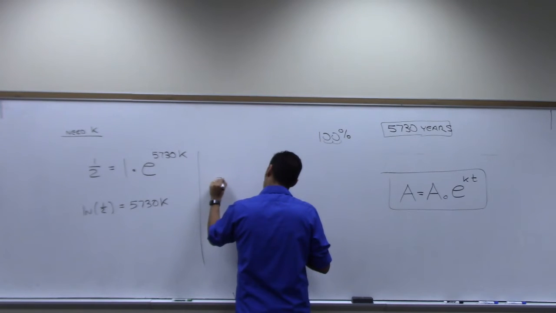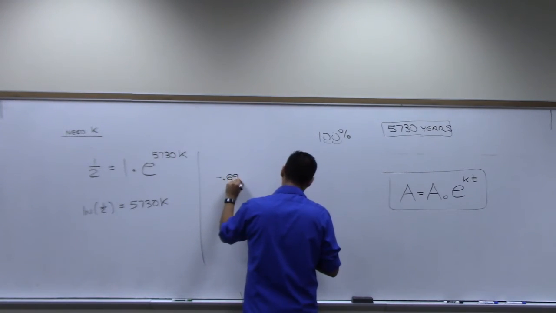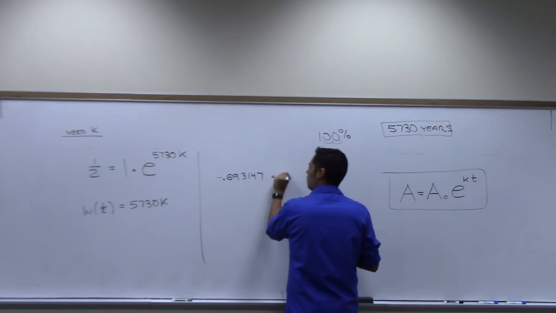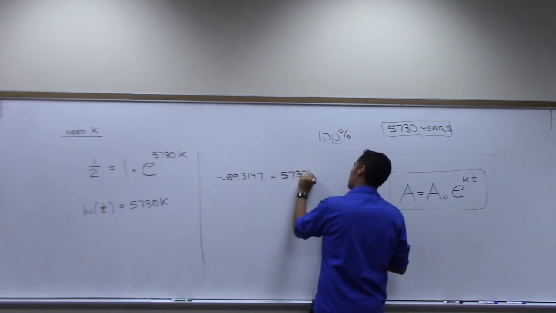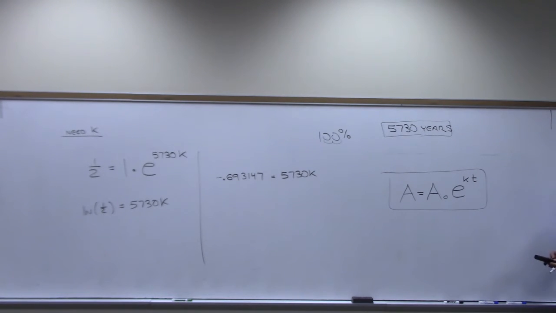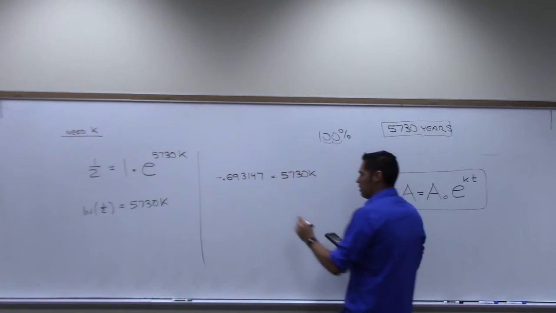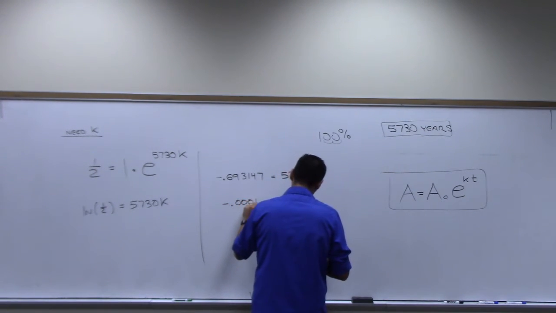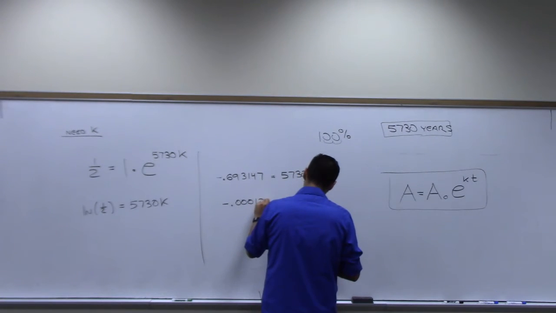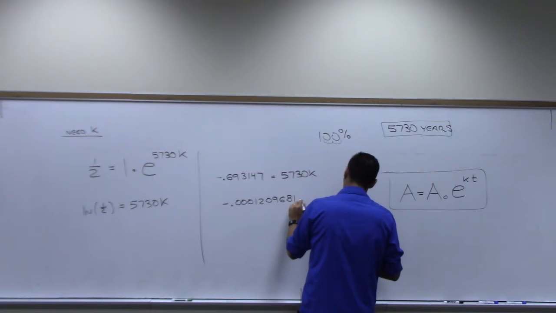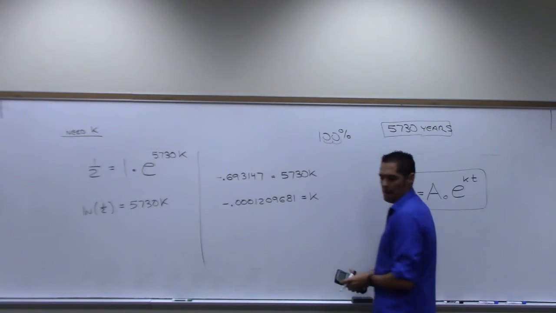You should get negative 0.693147, something like that, equals 5730K. And then divide both sides by 5730. You're going to have a bunch of zeros. Negative 0.0001209681 equals K.